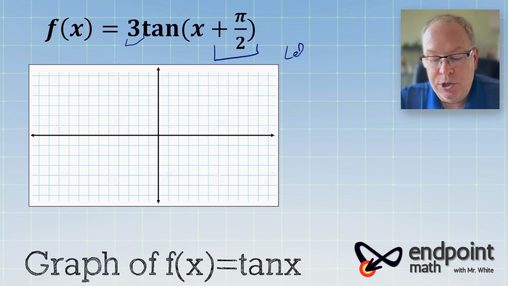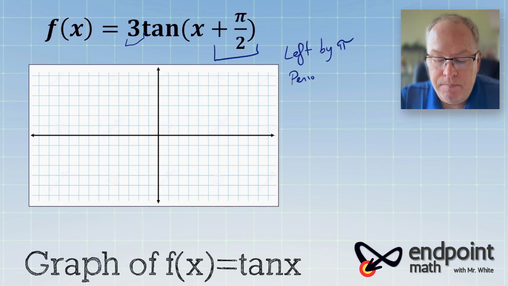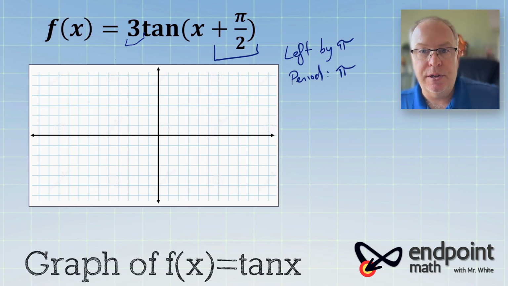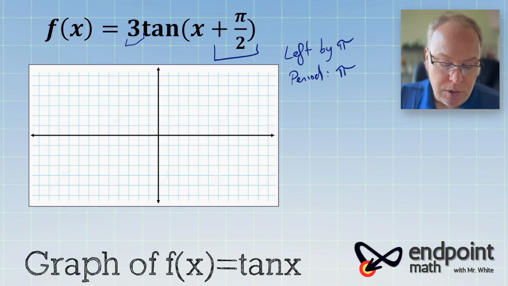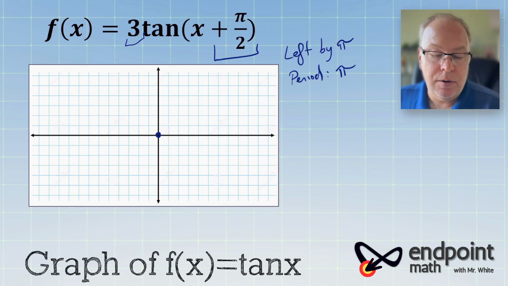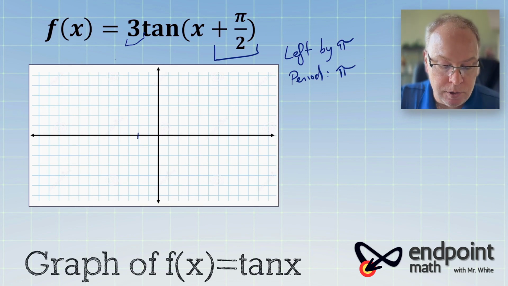This is a shift left by pi. Now the period is still 1 pi. That doesn't change. But we are going to stretch this by a factor of 3. So I used to have my center point there. So I'm going to have to go to the left by pi over 2. So here's negative pi over 2. Here's negative pi. I'm sorry, 3 pi over 2. Here's pi over 2. And here's pi.